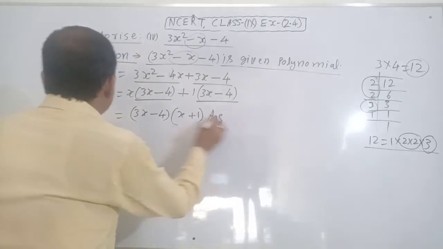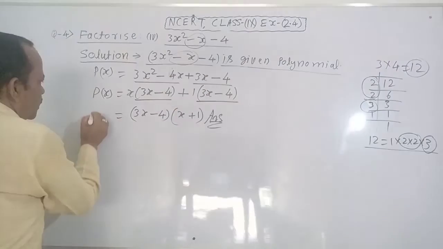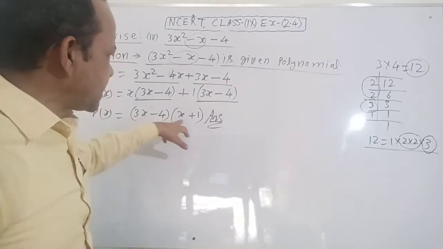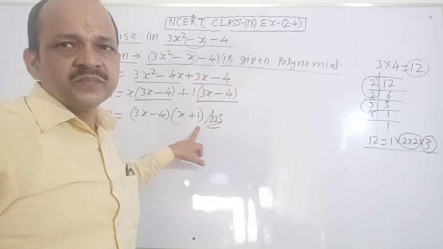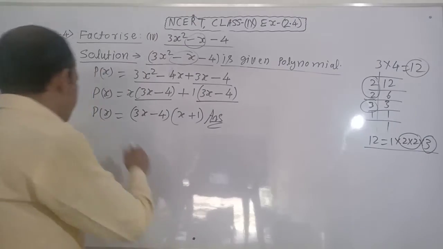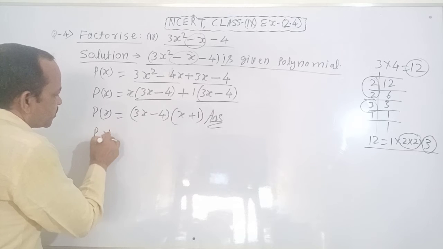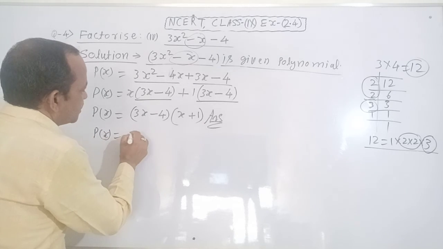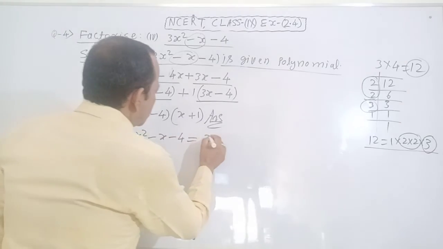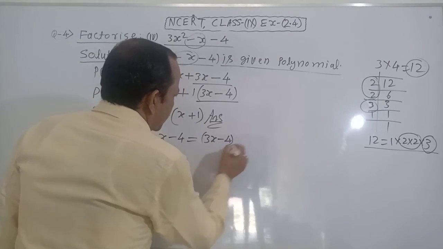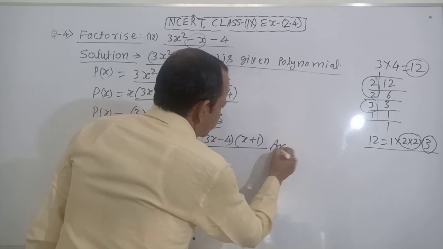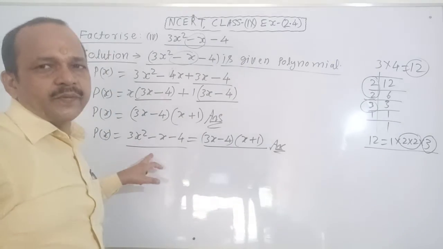It is your answer. Px equals, in the first bracket 3x minus 4, in the second bracket x plus 1. These are the factors of the given polynomial. So you can write Px equals 3x square minus x minus 4 equals 3x minus 4 in one bracket, x plus 1 in the second bracket. Answer. These are the factors of the given polynomial.